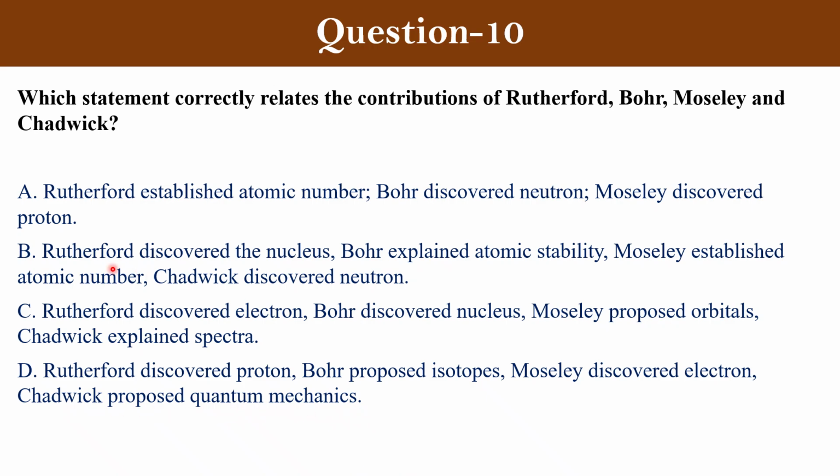Which is correct? The correct answer is option B. Rutherford discovered the nucleus, Bohr explained stability, Moseley established atomic number, and Chadwick discovered neutrons. Rutherford discovered the nucleus in 1911, Bohr quantized electron energy levels or explained atomic stability in 1913. Moseley established atomic number based on nuclear charge, also in 1913. Then Chadwick discovered the neutron in 1932. This sequence forms the basis of the modern atomic model.